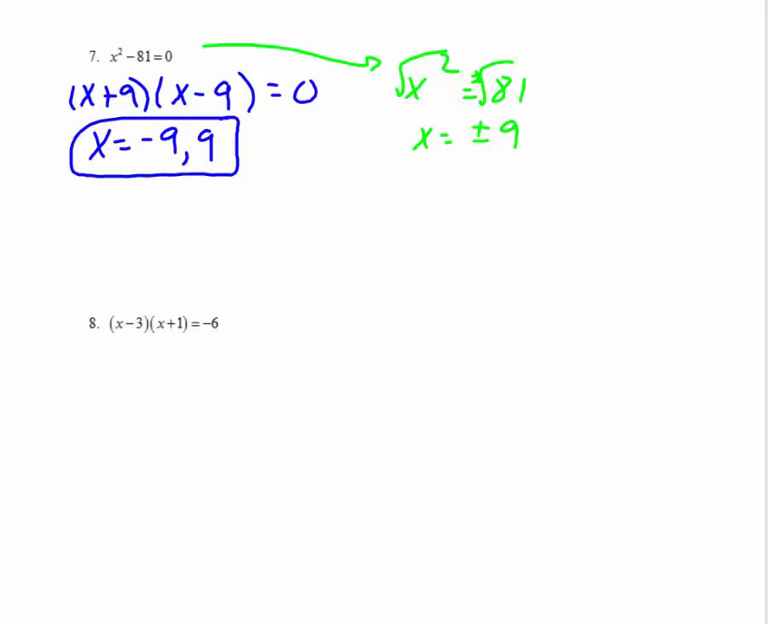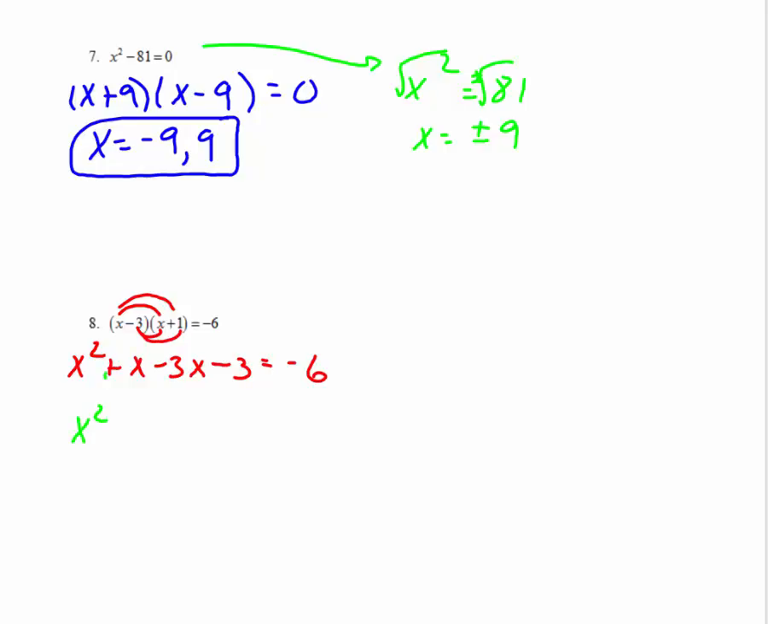Number 8, we have x minus 3 times x plus 1 equals negative 6. Well, this kind of looks like it's factored, but it really would not be able to be solved unless it equaled 0. So at this point, we do need to multiply all that out. So x times x is x squared. Outer gives me a positive 1x. Inner gives me a negative 3x. And last gives me a negative 3 equaling negative 6.